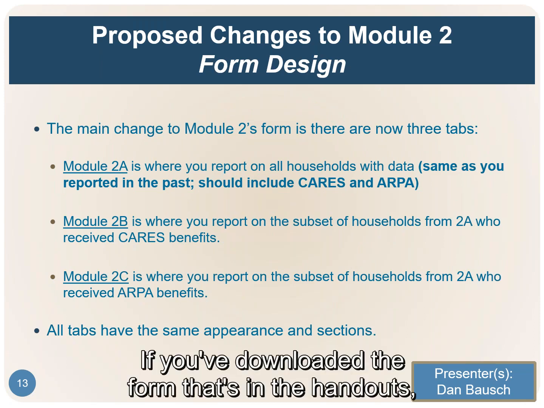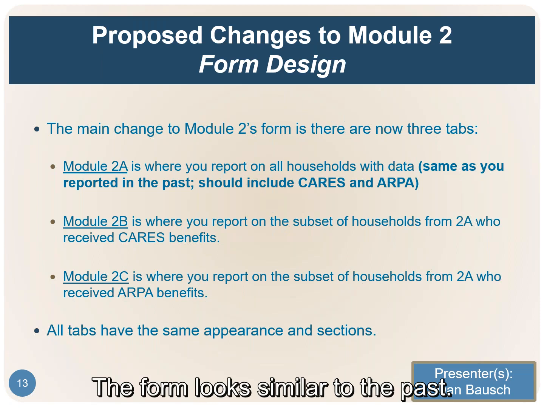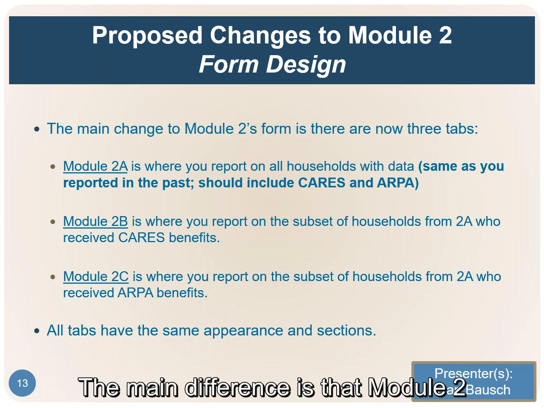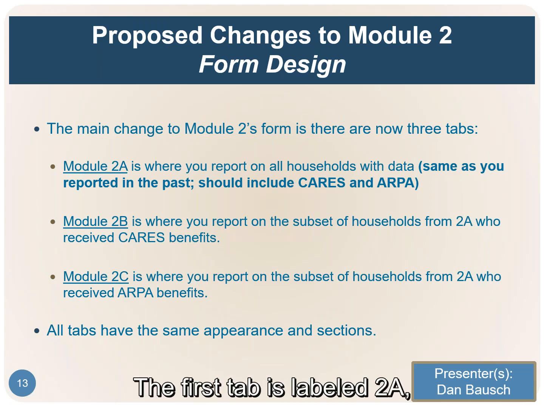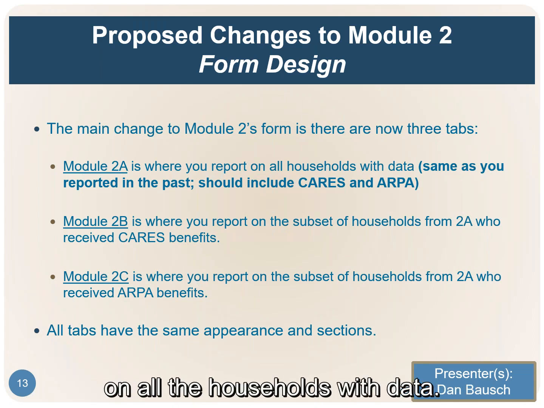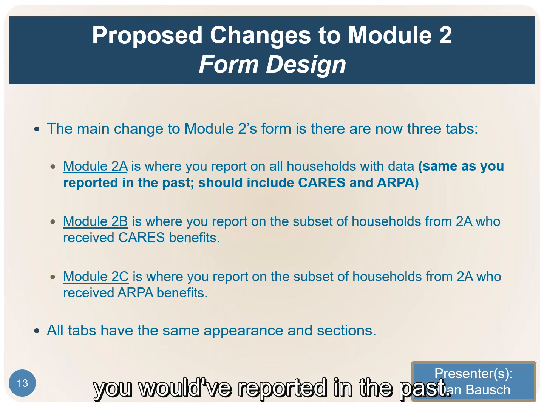If you've downloaded the form that's in the handouts, you can see what it looks like in the spreadsheet template. The form looks similar to the past. You'll see there's a tab for Module 1. The main difference is that Module 2 has 3 tabs now instead of 1. The first tab is labeled 2A, and that's where you report information on all the households with data. And this is where you report the same information you would have reported in the past.